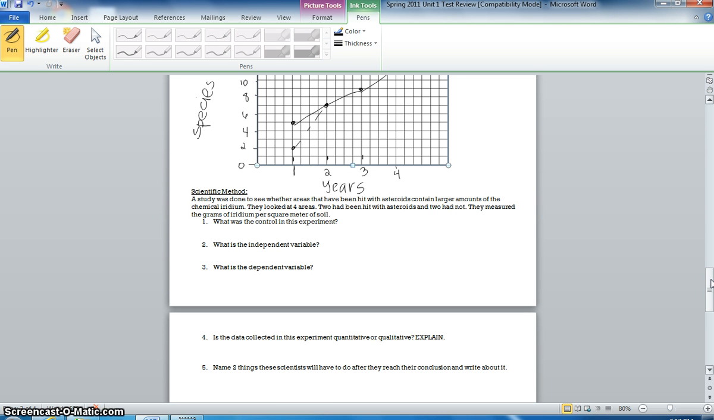Alright, so the next one's the scientific method. So we're testing which areas contain larger amounts of chemical iridium. So I looked at the 4 areas. 2 had been hit with asteroids, 2 had not, and this was what they were measuring. Okay, so since some areas they tested didn't even get hit with an asteroid, that's the control.